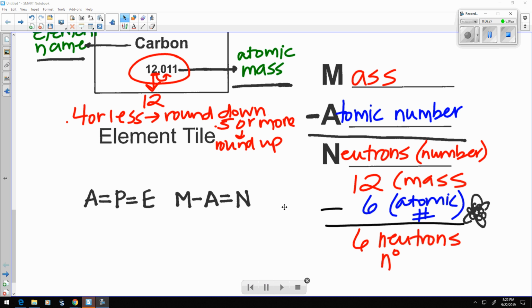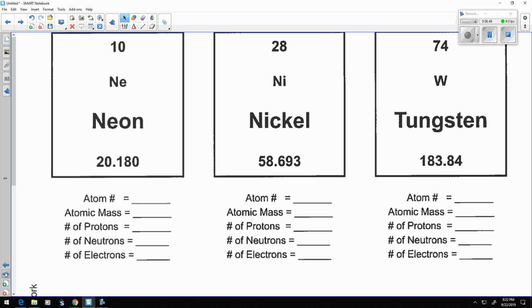So that's as simple as it can be. The APE tells you that the atomic number equals the number of protons and the number of electrons. MAN tells you that you take the mass, that long number that you've rounded, and you subtract the atomic number, and you get the number of neutrons. So we're going to practice together. We do one together, and then I want you to pause and see if you can do the others by yourself, and then I will let you check your numbers, okay?